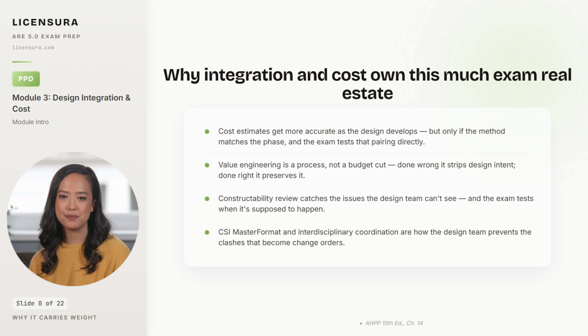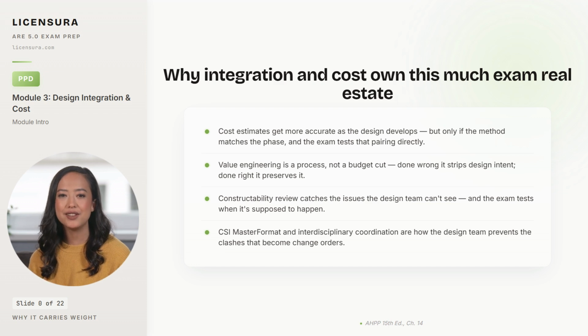Third, constructability review happens at specific moments in the schedule. Catch a buildability problem in design development, and it's a red line. Catch it in construction documents, and it's a change order. And fourth, the CSI MasterFormat structure and disciplined design development coordination are how clashes get prevented. A mechanical chase that conflicts with a structural beam is the change order that pays for somebody's vacation, and it's the architect's job to see it first.